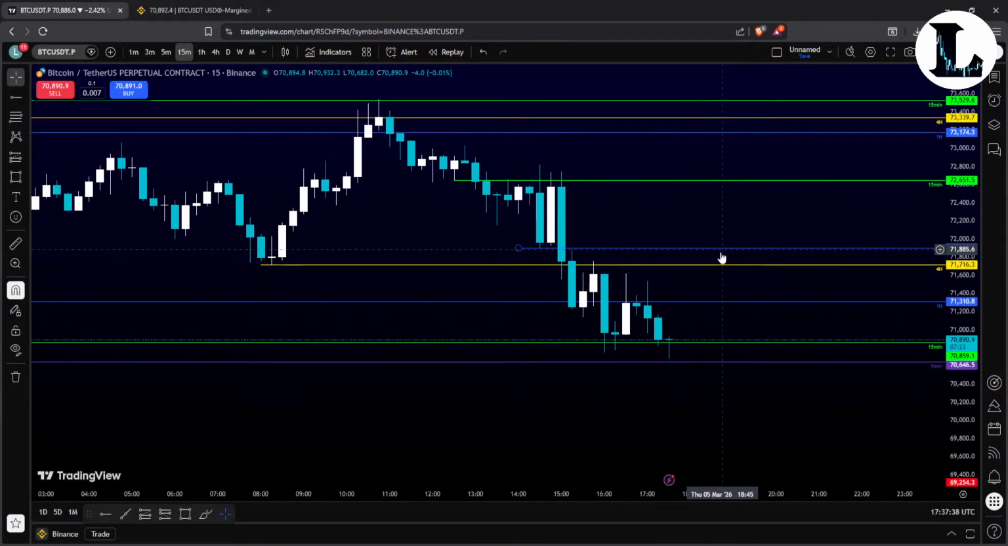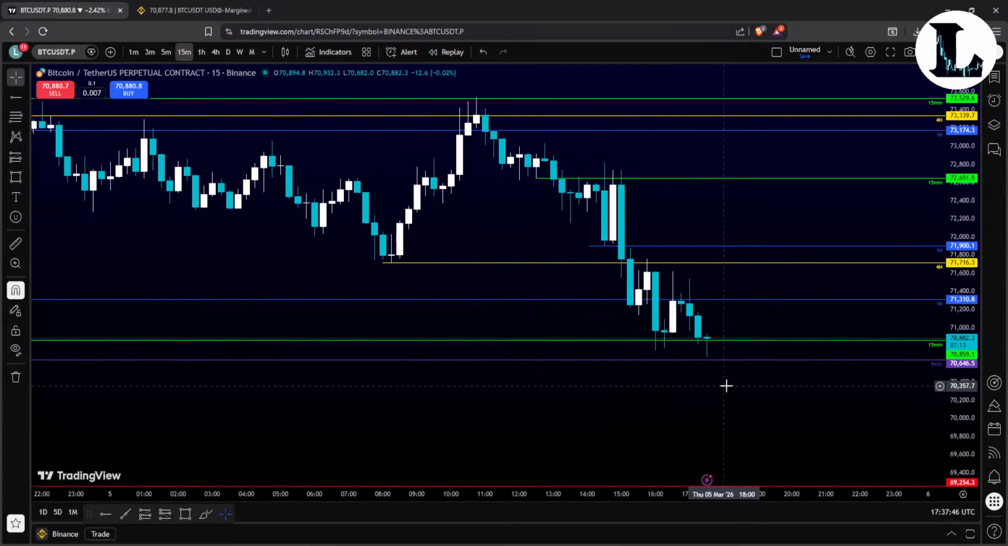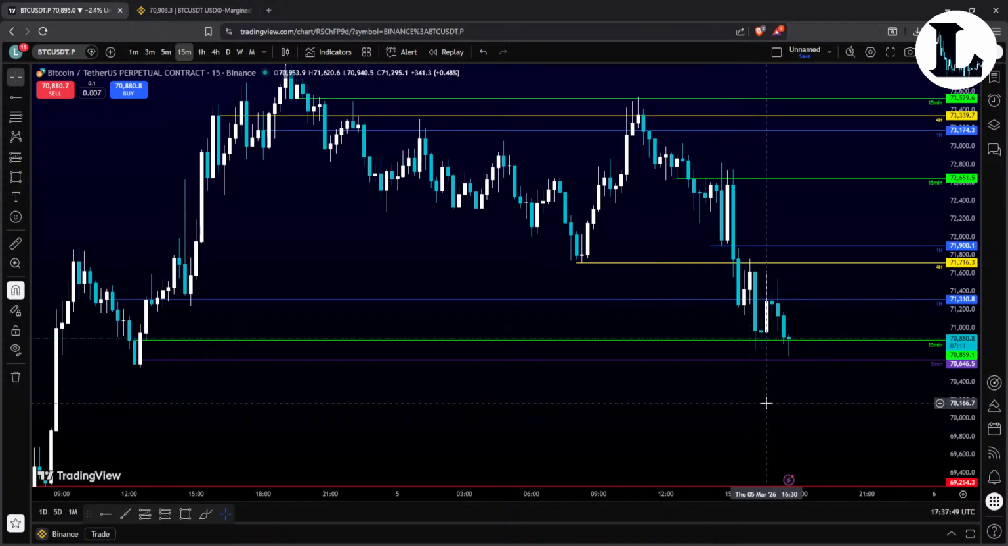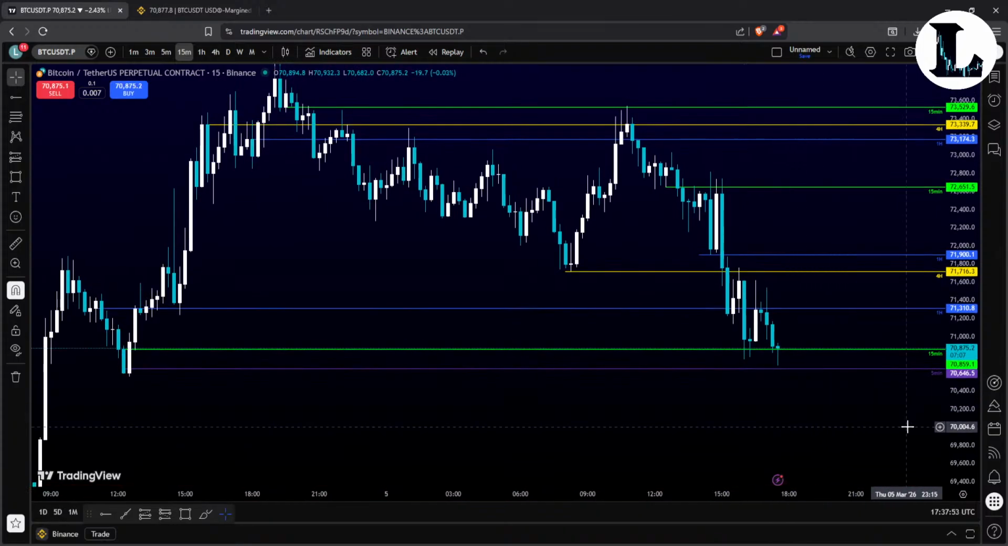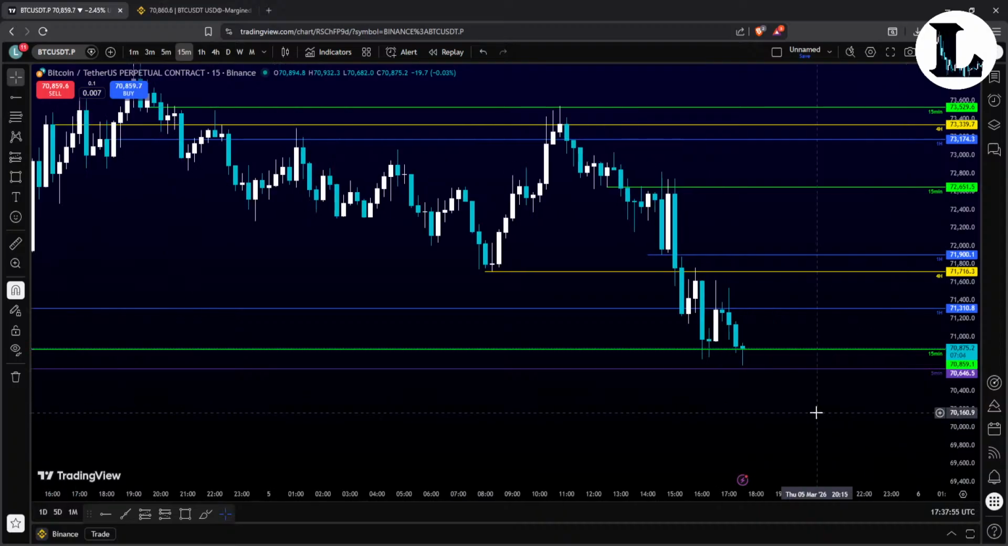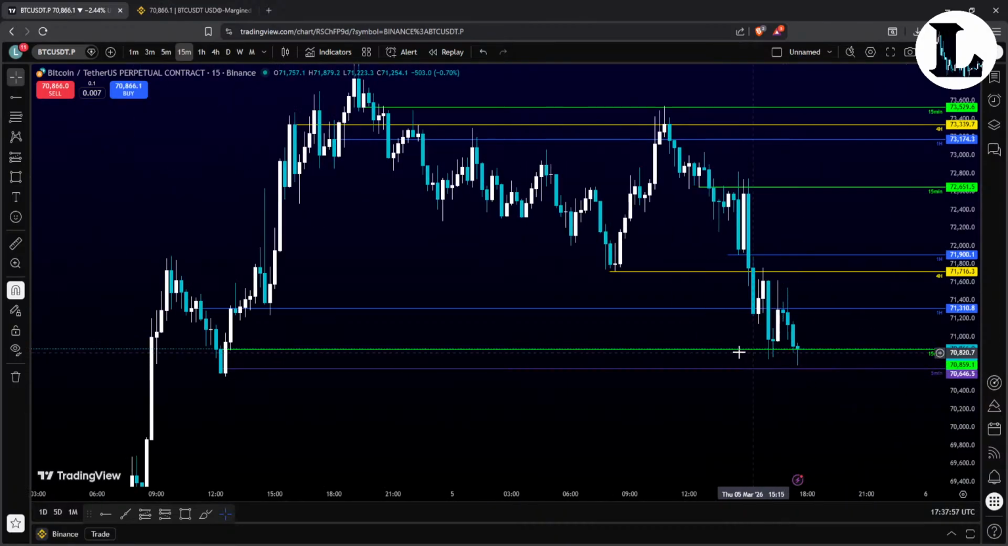Don't get confused, my boys. If you understand these levels, it's going to be easier for you to understand where the price is going. I'm just here on Bitcoin. Let's understand what is happening here. We are testing the 15 for the second time.